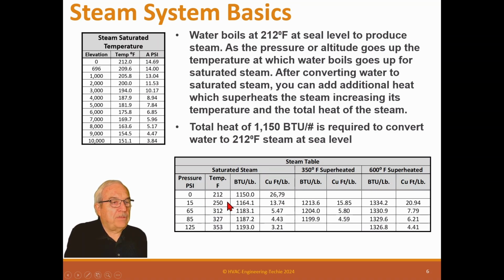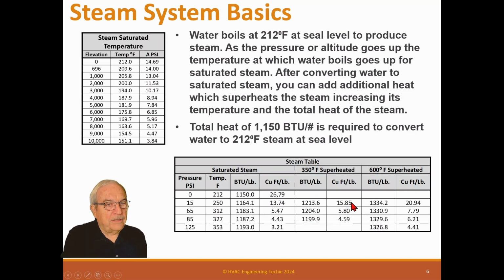But if you take it to 15 psi, in other words, you pressurize it, you're up to 250 degree temperature and 1164 BTU per pound. So the BTU goes up. But look at the cubic feet, it's 13.74 per pound. So you can see the steam is getting a lot heavier. It's got more saturated vapor into it, more water into it than the one at 212. And as you go up, that happens. You go to 65 psi, you get 312 and you get 5.47. Go to 85, you're at 4.43. You go to 125, you're at 3.21. So you can see that steam keeps getting denser and denser because you're packing more and more energy into it.